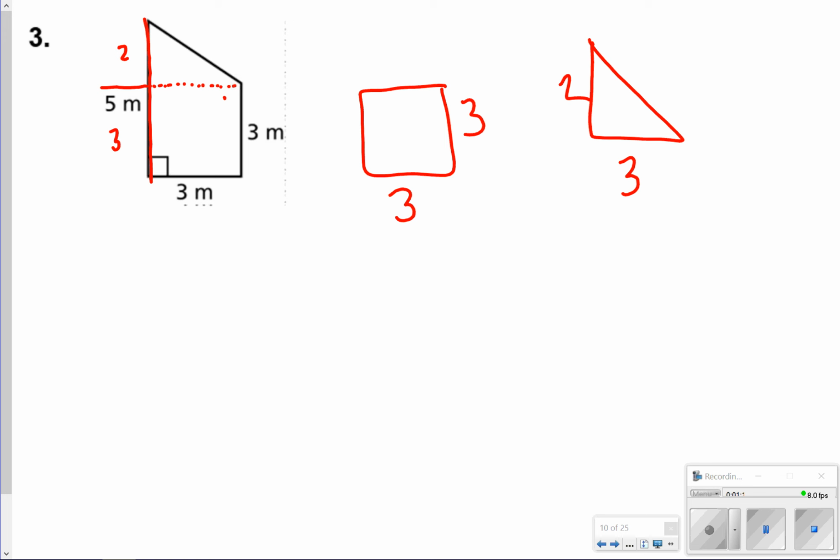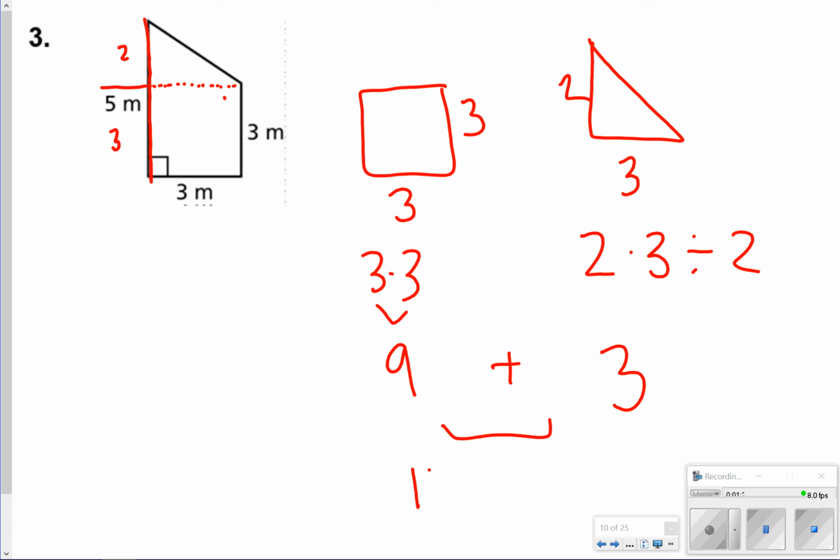To find the area of your square, you're just going to do 3 times 3, and that's going to give you 9. And then to find the area of your triangle, you're going to do 2 times 3 divided by 2. That's going to give you 3. Add them together, and you're going to get your answer of 12 meters squared.